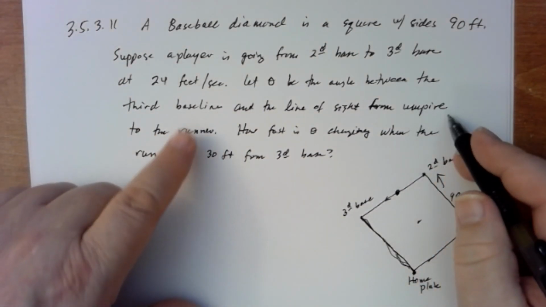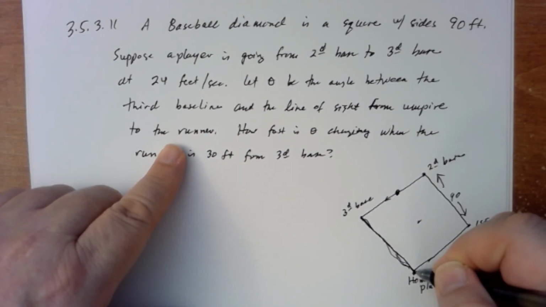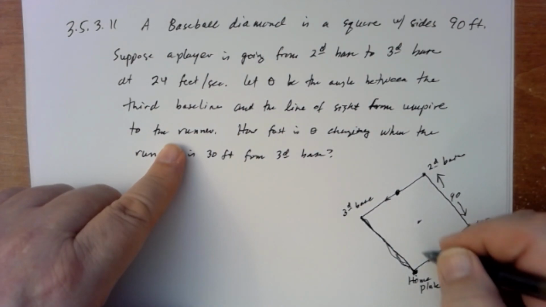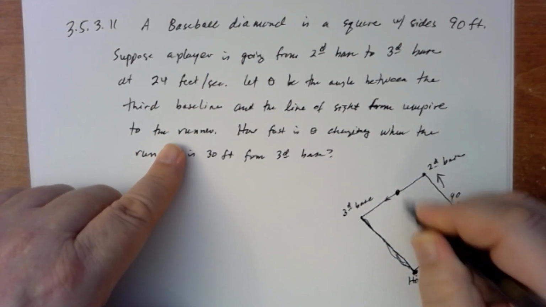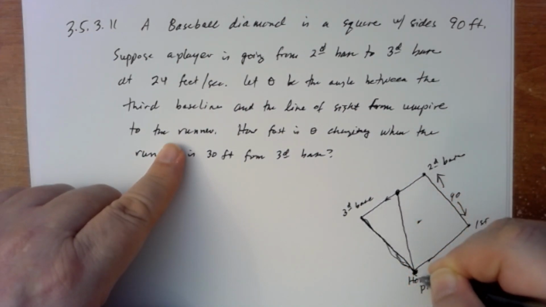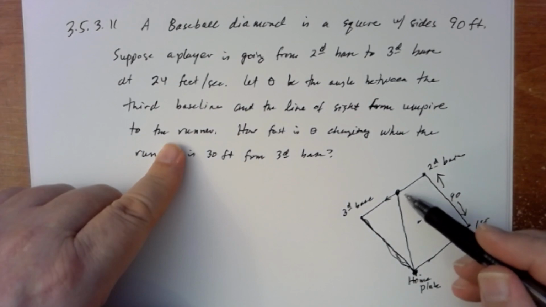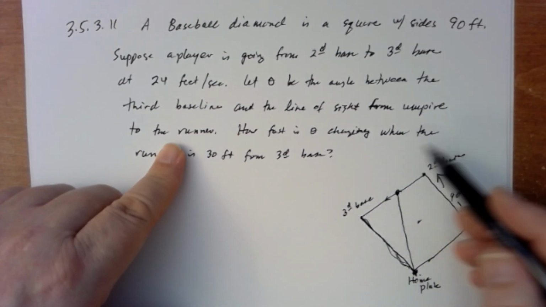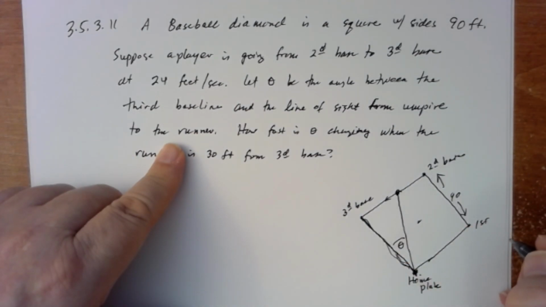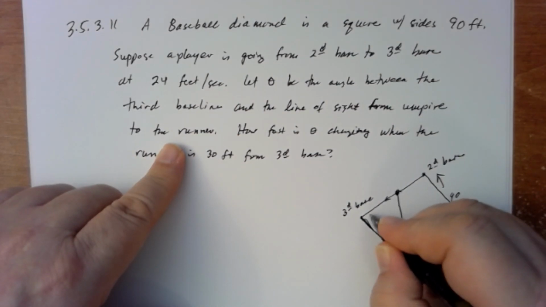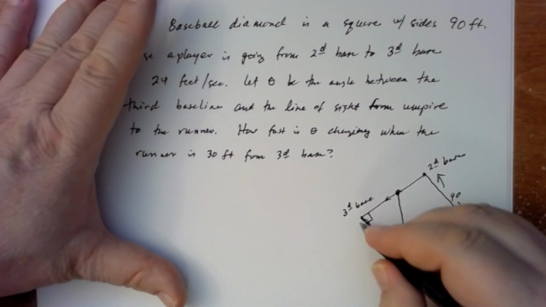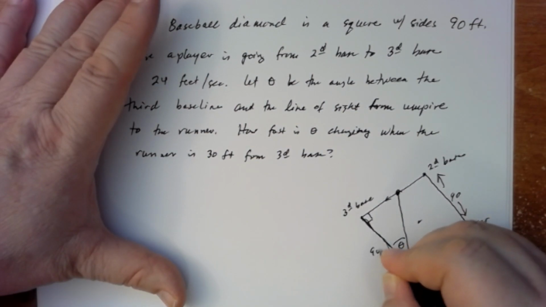And the line of sight from the umpire to the runner. So the umpire is standing, let's say he's standing on home plate just to make sure our drawing is accurate. And then this would be our line of sight, right, from the umpire to the player. Good. And so theta then would be the angle between. Okay. And so it looks like this is going to be our right triangle then, huh? And so we know that the length of this side is going to be 90.